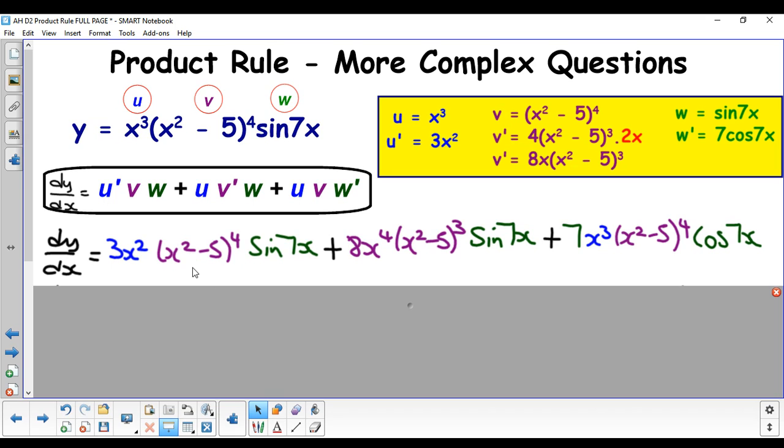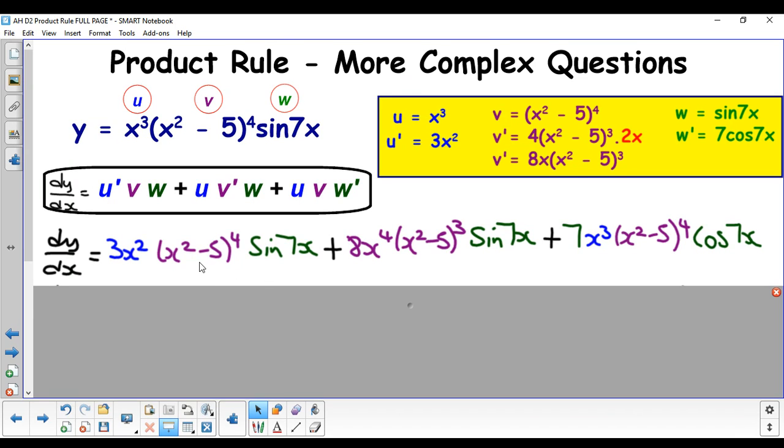Do you notice you've got an (x squared minus 5) to the 4, an (x squared minus 5) to the 3, an (x squared minus 5) to the 4? That means you could pull out an (x squared minus 5) to the 3 because they all possess that. That has sine 7x, cos 7x, so you cannot pull that out because they are not the same. But you've got an x squared, an x to the 4, and an x cubed, so you could pull out x squared. You can't pull out a number there because that's got a 3, an 8, and a 7. So you can pull out x squared.